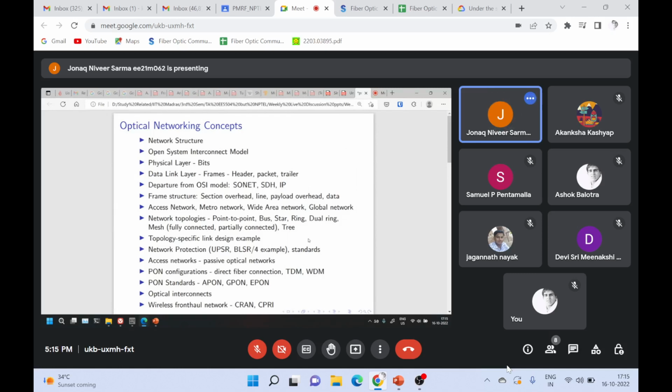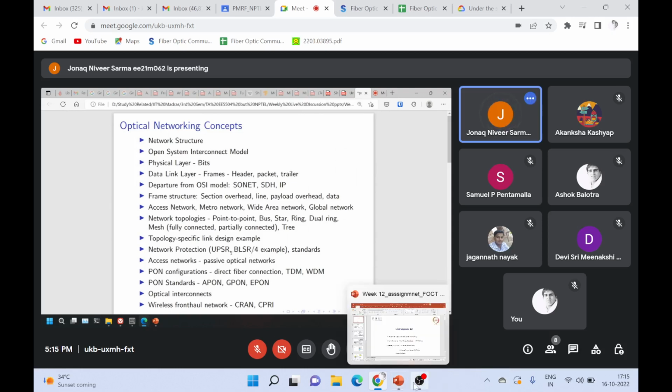And so, then we discussed one example for this bus topology. Then how the reliability of the network can be ensured, what kind of topology to use. So we took two examples. One was UPSR, one was DLSR.